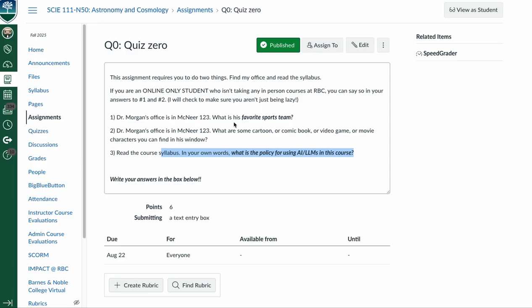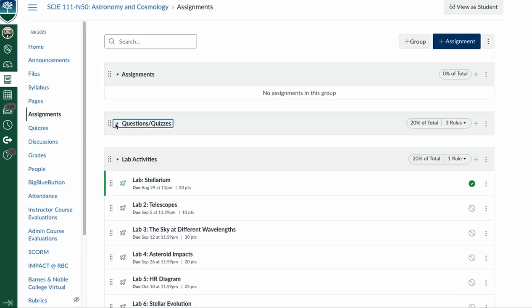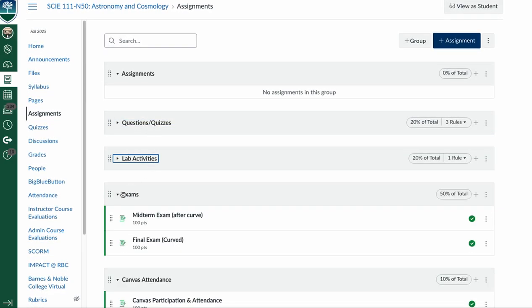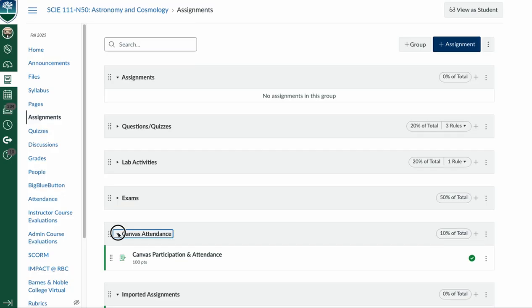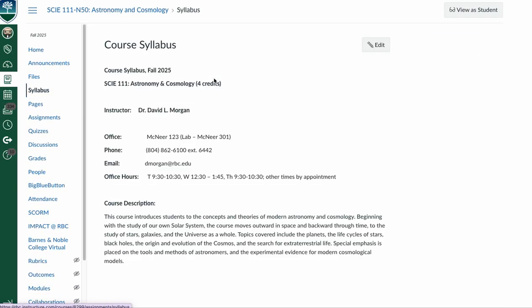So all the assignments should be clearly labeled with their due dates and how many points they're worth. The categories: there's questions, there's quizzes, there's exams, your attendance on Canvas. Let's go to the syllabus really quickly so we can talk about the details.